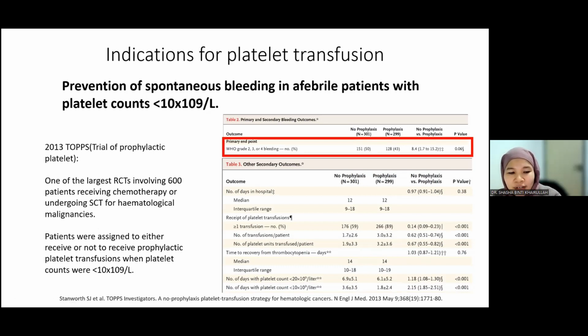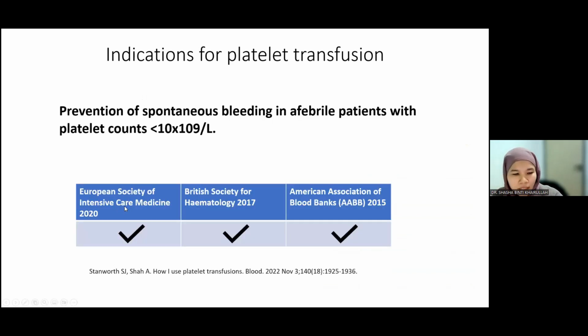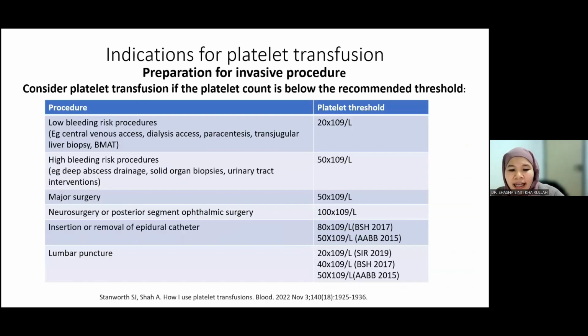And the patients were assigned to either receive or not to receive prophylactic platelet transfusion when the platelet count is less than 10. And as you can see here, there's a higher incidence of major bleeding in the no prophylaxis arm, 50% versus 43%. So this is why most guidelines are unanimous in recommending platelet transfusions in patients with platelet counts of less than 10. The next indication for platelet transfusion will be in preparation for invasive procedure.